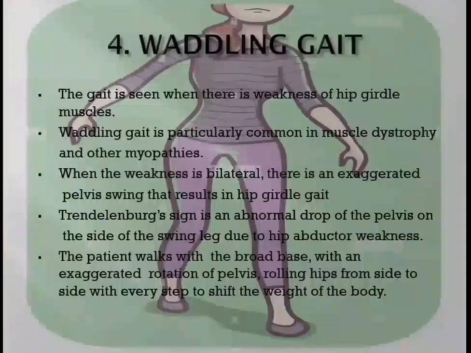Fourth, waddling gait. The gait is seen when there is weakness of hip girdle muscles. Waddling gait is particularly common in muscular dystrophy and other myopathies. When the weakness is bilateral, there is an exaggerated pelvis swing that results in hip girdle gait. Trendelenburg sign is an abnormal drop of the pelvis on the side of the swing leg due to hip abductor weakness. The patient walks with a broad base with an exaggerated rotation of the pelvis, rolling hips from side to side with every step to shift the weight of the body.